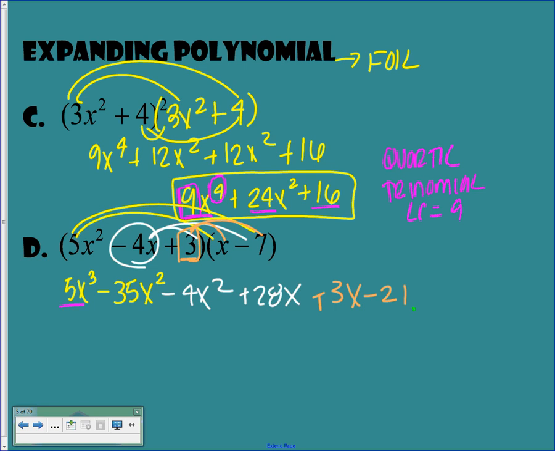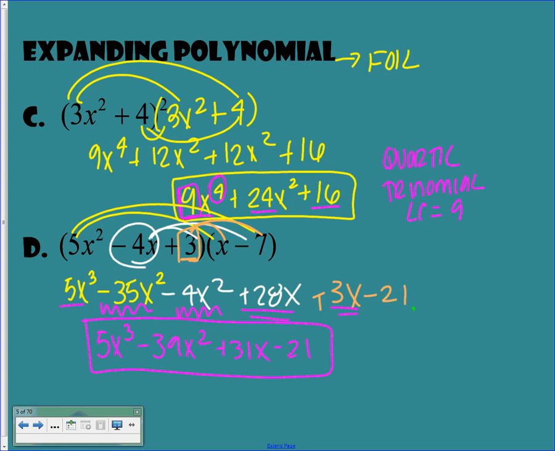So I only have one that's a 5x to the third. Then I'll go ahead and say, okay, I have an x squared. Here's another one. Negative 35 plus negative 4 is a negative 39x squared. Then I'll look for my x's. I have a 28x and a 3x, so those are like terms. So those go together as 31x. And then at the end, I just have my minus 21 for my final answer. Do make sure you are giving them to me in standard form like I have written it here.